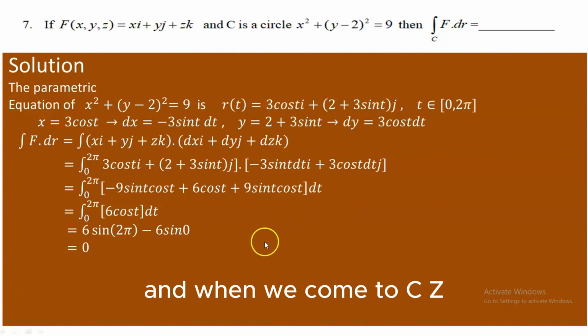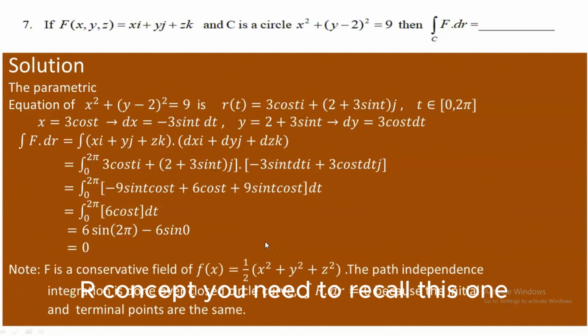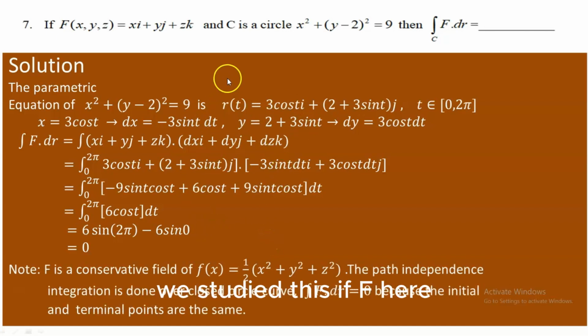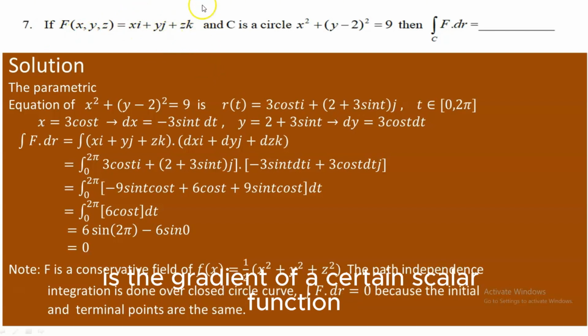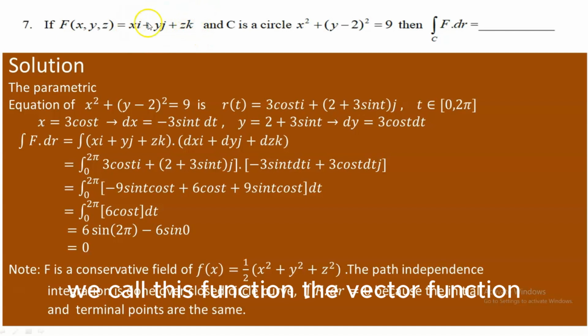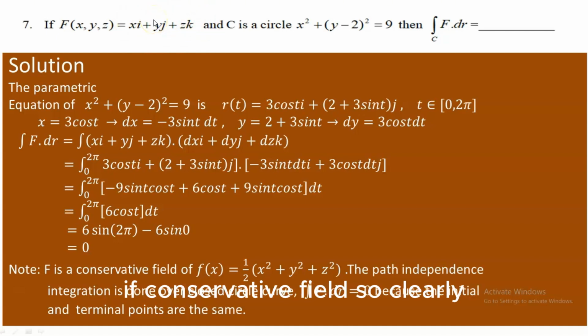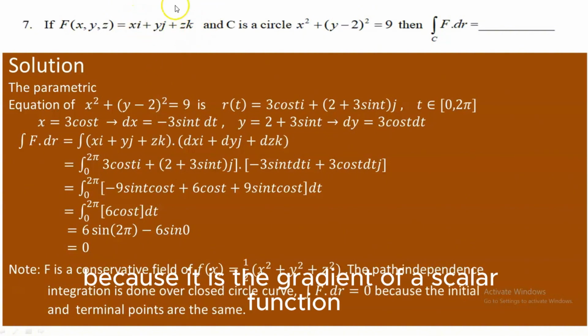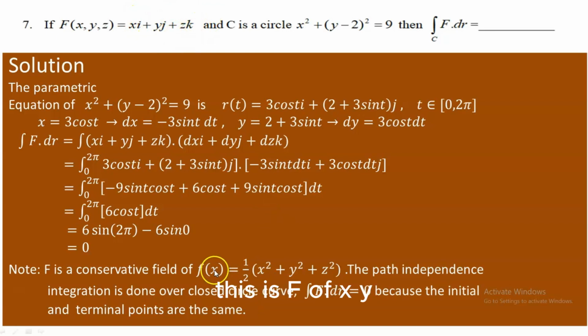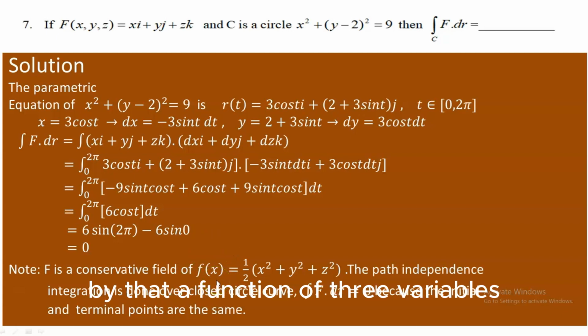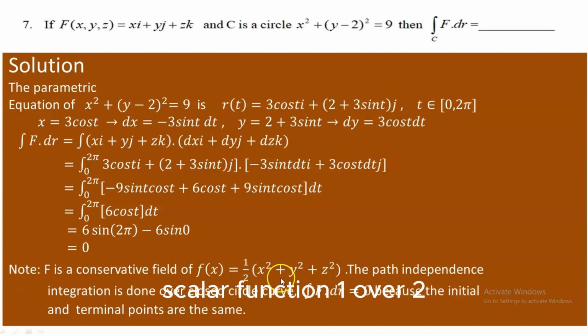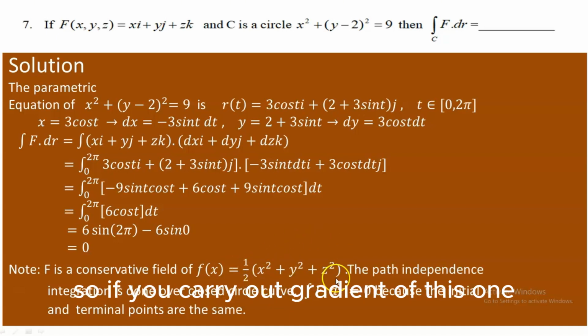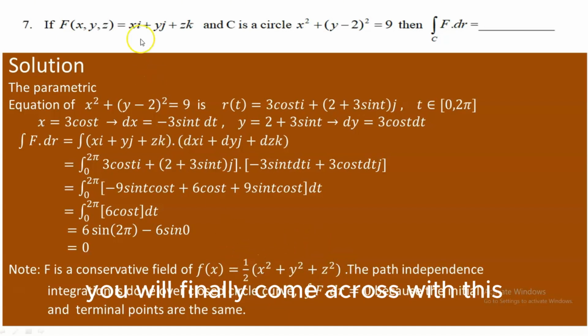And when we come to see the other concept, you need to recall this one. Remember, students, we studied this. If capital F, the vector, is the gradient of a certain scalar function, we call the vector function F a conservative field. So clearly F is conservative because it is the gradient of a scalar function, this one. Basically this is f of xyz, students, okay? Please correct that by that. A function of 3 variables, scalar function, 1 over 2 times x squared plus y squared plus z squared. So if you carry out the gradient of this one, you will finally come across this.